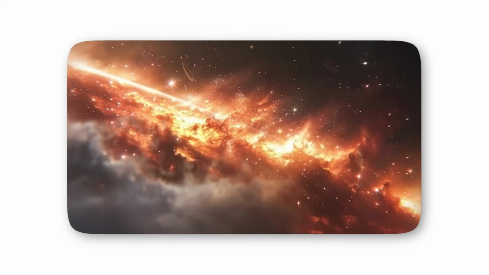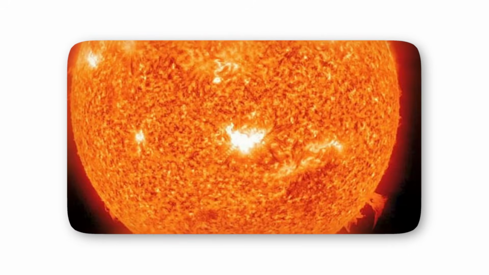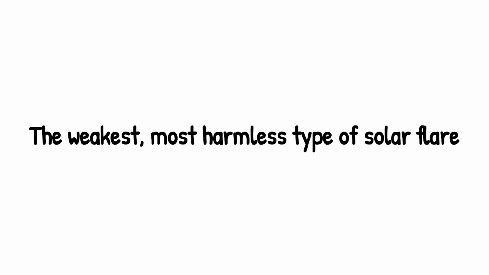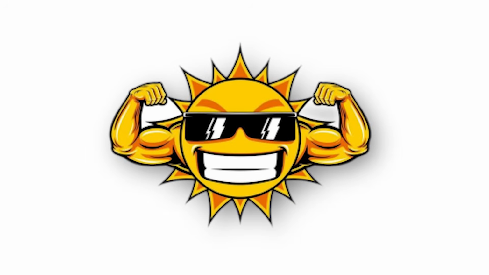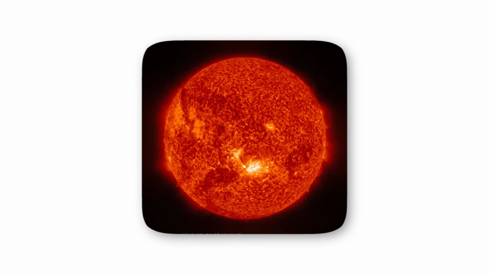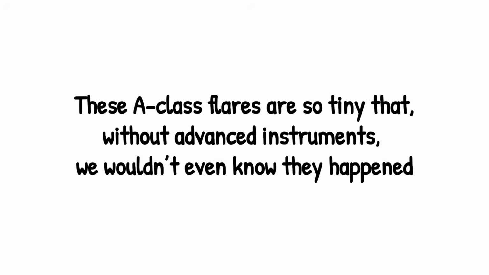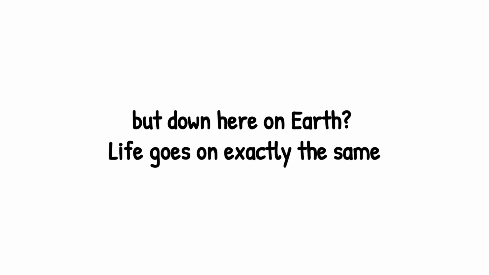Level one. So the sun finally stirs. But instead of unleashing a cosmic firestorm, it lets out a hiccup. That's basically what an A-class flare is. The weakest, most harmless type of solar flare. If the sun were flexing its muscles, this would barely register as a twitch. These A-class flares are so tiny that, without advanced instruments, we wouldn't even know they happened. Telescopes designed to watch the sun can detect them. But down here on Earth, life goes on exactly the same.